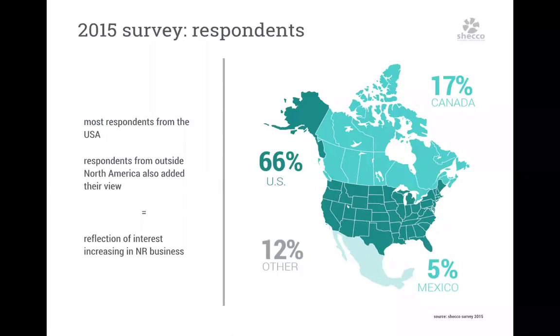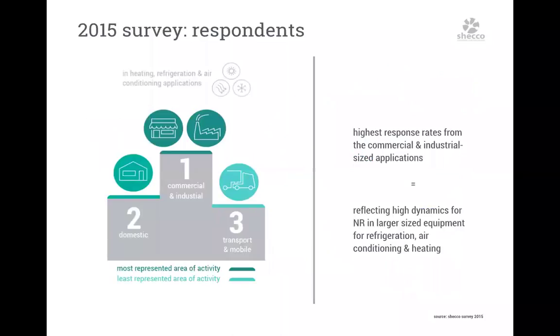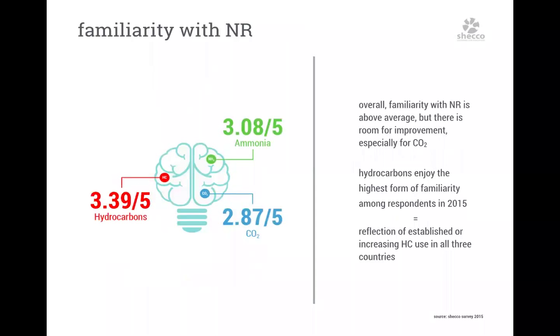So Mexico is a little bit less represented, Canada 17%. One thing to note for the respondent profiles is also that the highest response rates come from the commercial and industrial sized applications. And I guess that's an indication of the high dynamics for natural refrigerants and larger sized equipment for refrigeration, air conditioning, and heating. Because the domestic, the transport, and the mobile sectors were significantly less represented here.